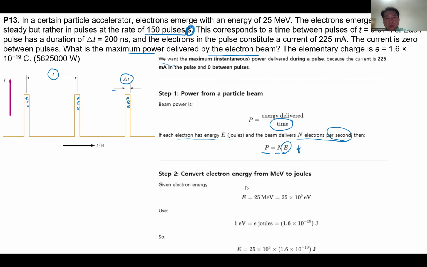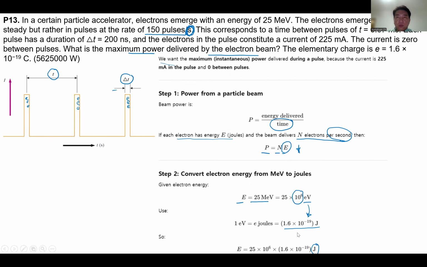So now it's time to think about how to change the energy. The energy is given by 2.25 mega electron volt. Mega means 10 to the 6 electron volt. Electron volt can be converted into joules with this conversion factor, such that we have an energy in terms of a joule.